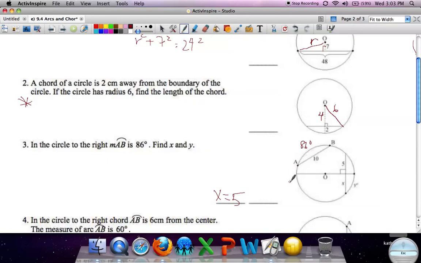And let's see. So this whole thing is how many units across? This whole chord here is 10 units across, isn't it, if we call this chord CD? Well, CD is the same as AB. So what do we know about chords that are congruent? They create congruent arcs. So in other words, arc CD is also going to be, this whole thing is also going to be 86 degrees. So again, we can find y by taking half of 86 degrees. Half of 86 is 43. So that would be the answer to number 3.